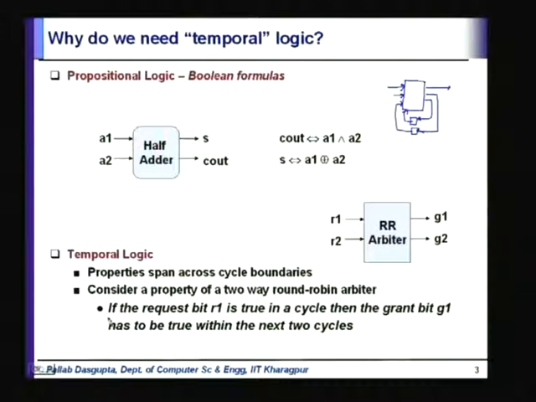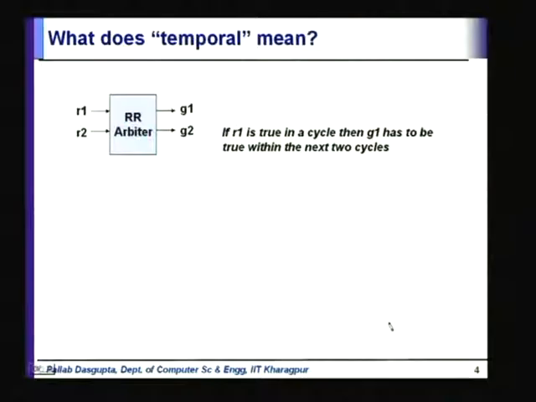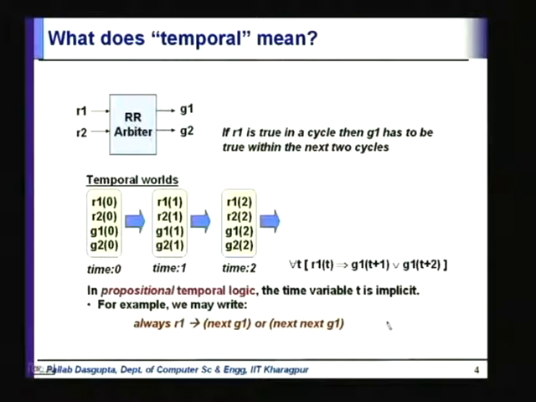So, for example, let us consider this property of a two way round robin arbiter, which says that if the request bit R1 is true in a cycle, then the grant bit G1 has to be true within the next two cycles. So it may not be in the next cycle, but certainly within the next two cycles. That is a behavior which talks about behaviors across more than one cycle. So we can think of this in terms of temporal worlds.